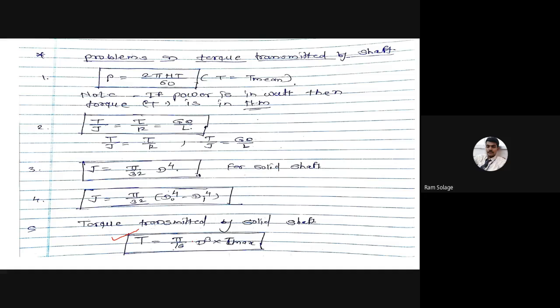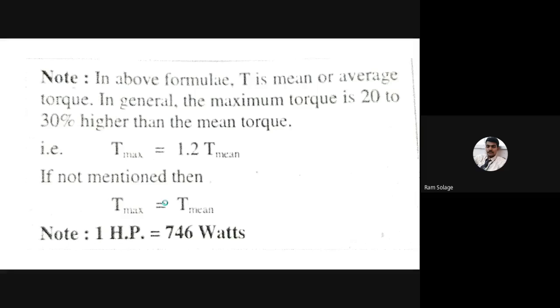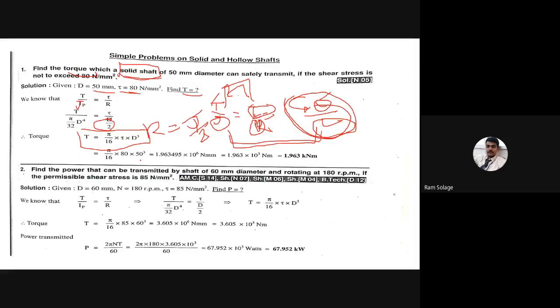Directly with this formula, we can calculate the value of T, or we have to use this relation T upon J is equal to tau upon R. That's relation number 1 and relation number 2. With the help of this relation, we can find out the value of torque. Now, given data is over. Now write down the formula T upon J is equal to tau upon R.